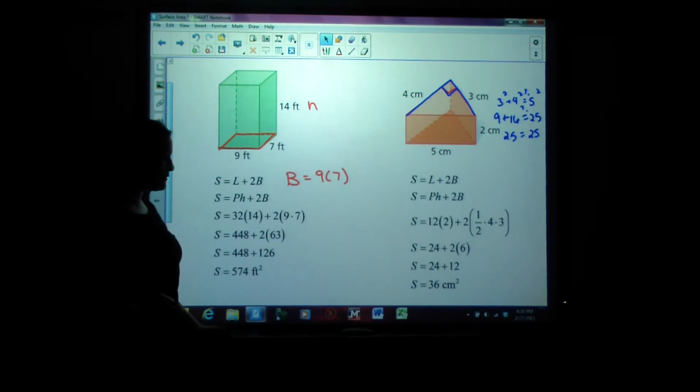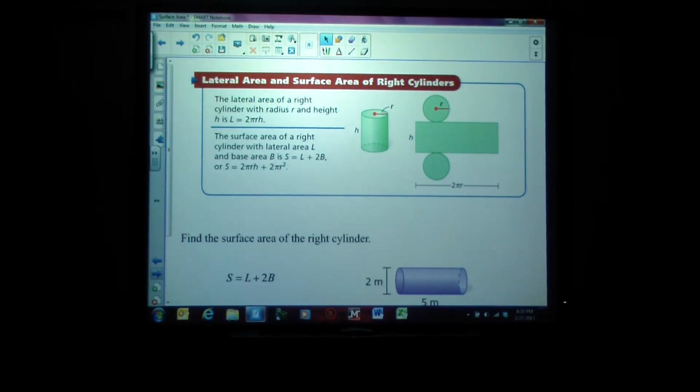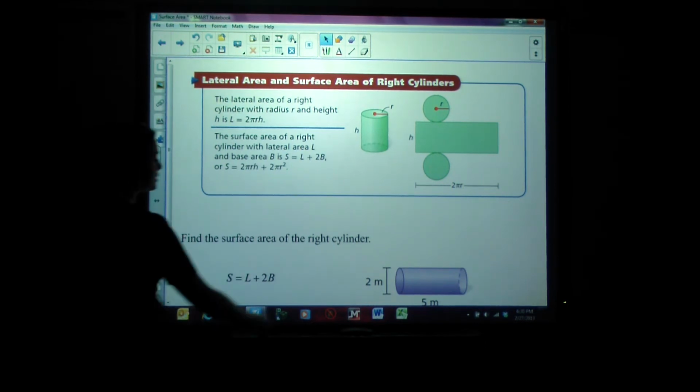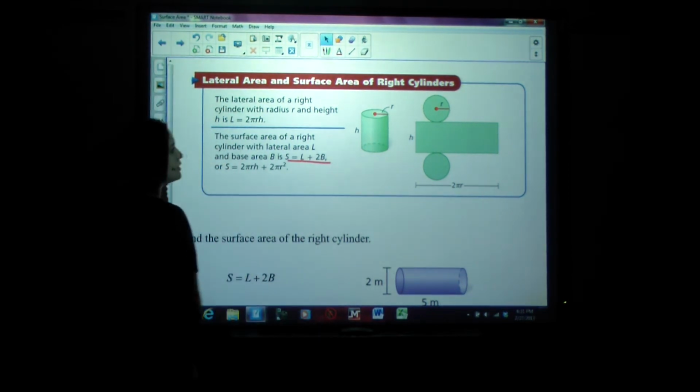Now, that was one type of shape. We need to keep moving on from prisms. Next, we have cylinders. So we need to talk about how to find the surface area of a cylinder. And actually what you will find is we're going to use that same formula. Surface area, again, is going to equal the lateral area plus 2 times the base. But what is the lateral area of a cylinder going to be?